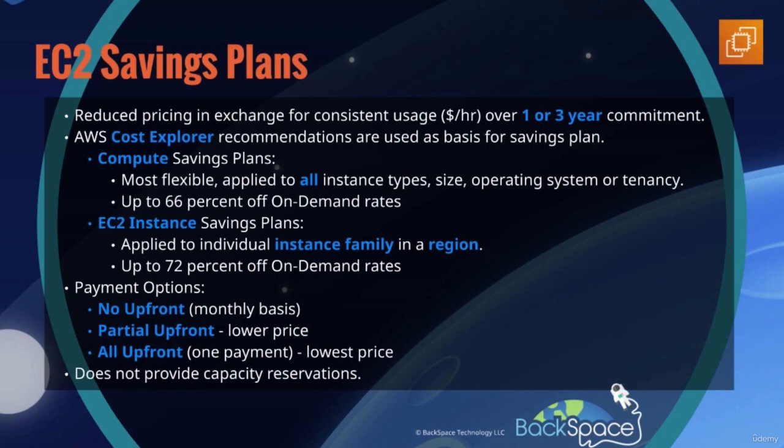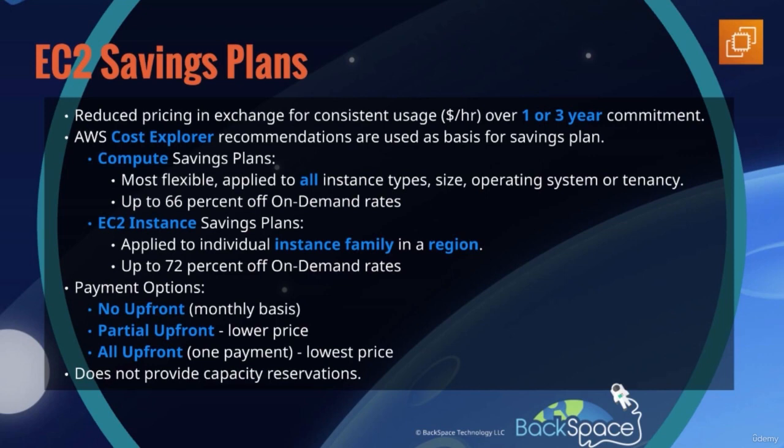There are 2 types of savings plan. You can have a compute savings plan that will be the most flexible, and that will apply to all the different instance types, the size of the instance, the operating system, or any tenancy type. And that is going to provide up to 66% off your normal on-demand rates. The other option there is an EC2 instance savings plan, and that is applied to an individual instance family. For example, if you select an M2 type, and that is applied to a specific region as well. And that can provide up to 72% off of the on-demand rates.